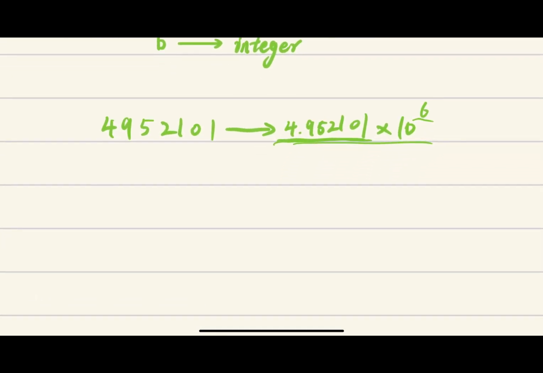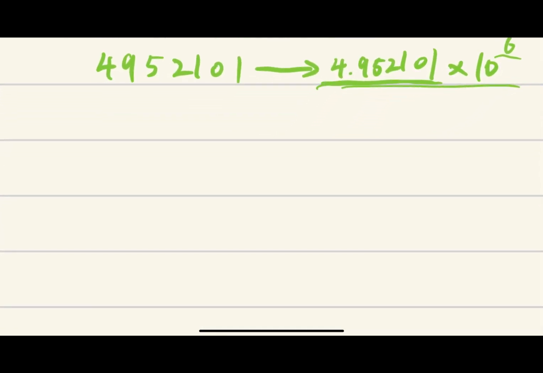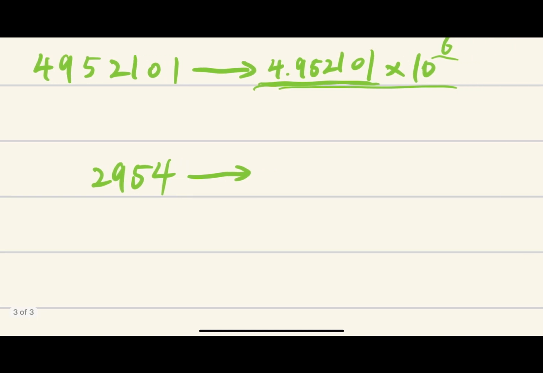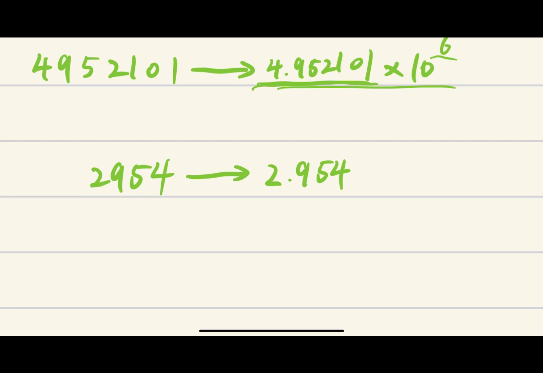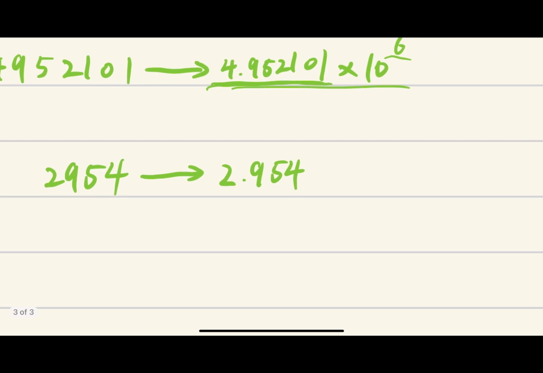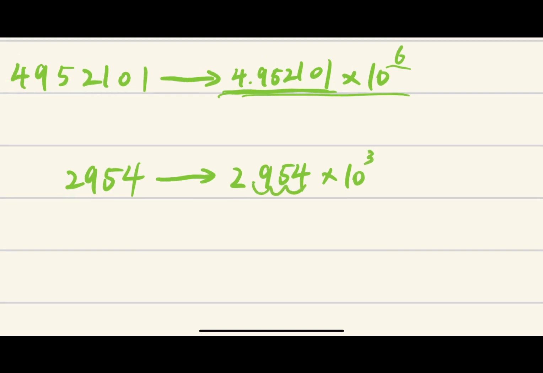Maybe let me give you another example here. Maybe like 2954. Writing in the scientific notation, we're going to write 2.954, which is within our interval, times 10 to the power of what? 1, 2, 3, so 10 to the power of 3. And we are done here.